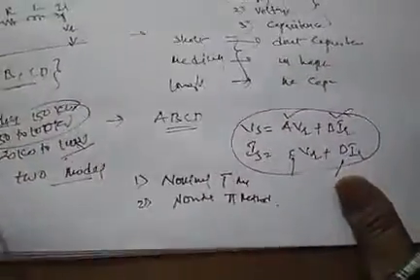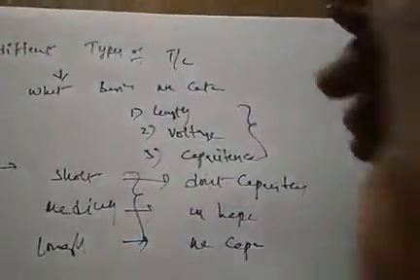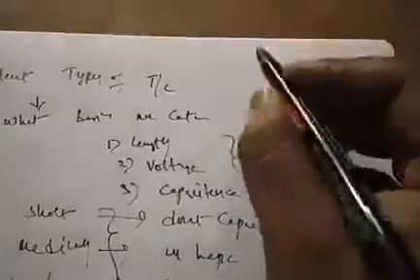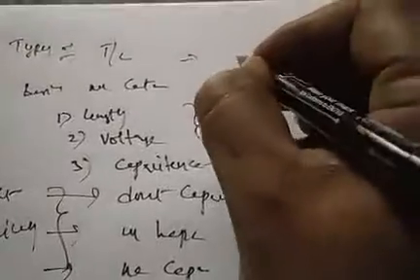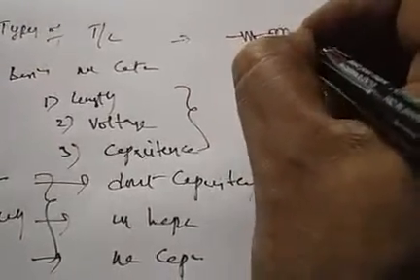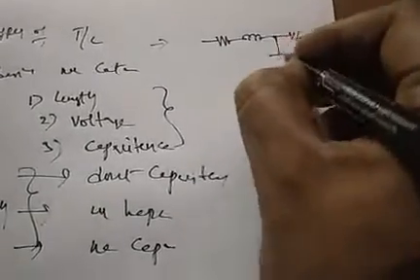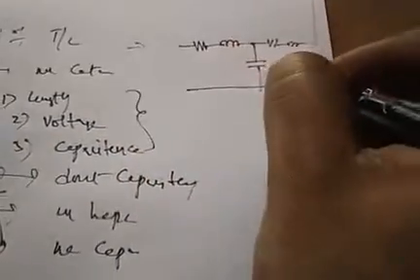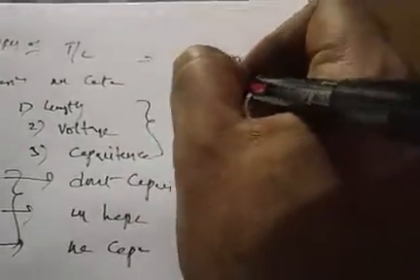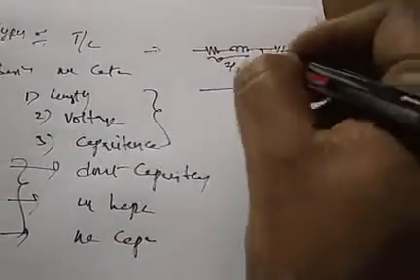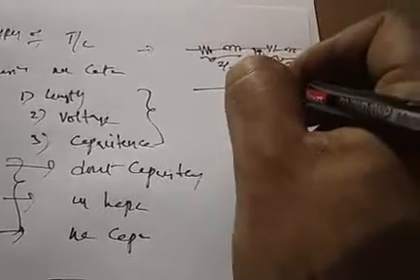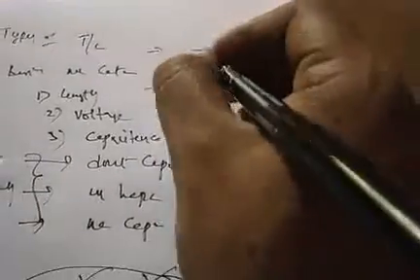Alright, the nominal T method. How does the nominal T method look? The transmission line has a resistance and inductance, and the capacitance exists at the midpoint of the transmission line. This we call Z/2, this we call Z/2, and this we call the admittance because it's a parallel path.